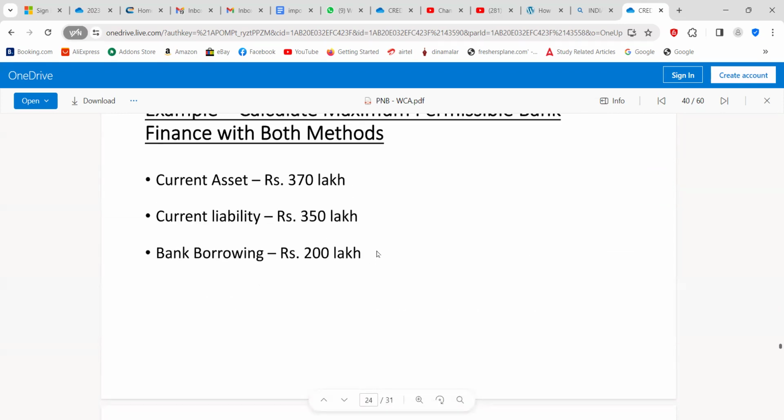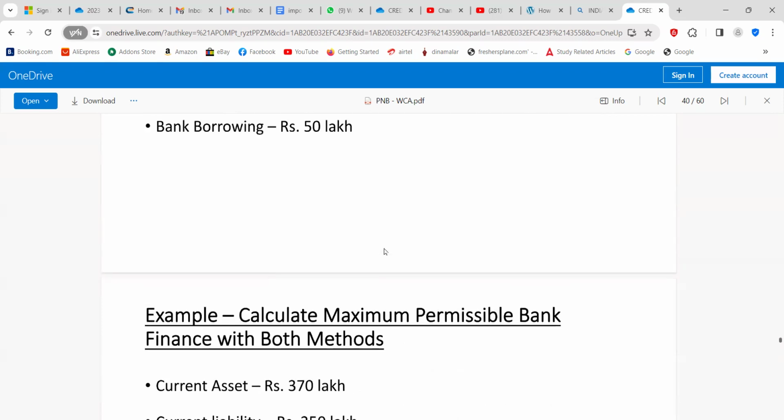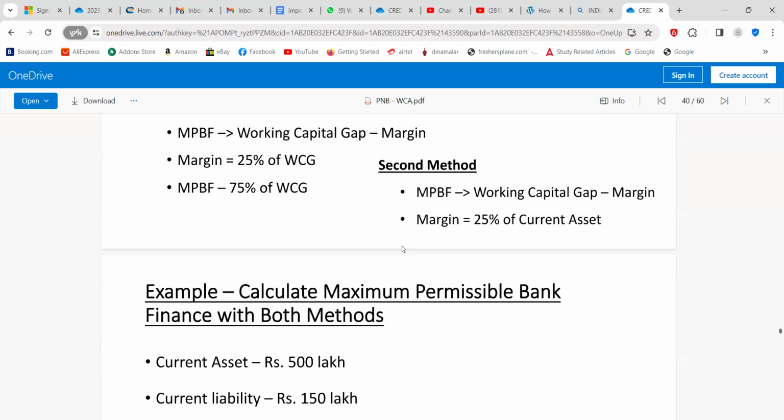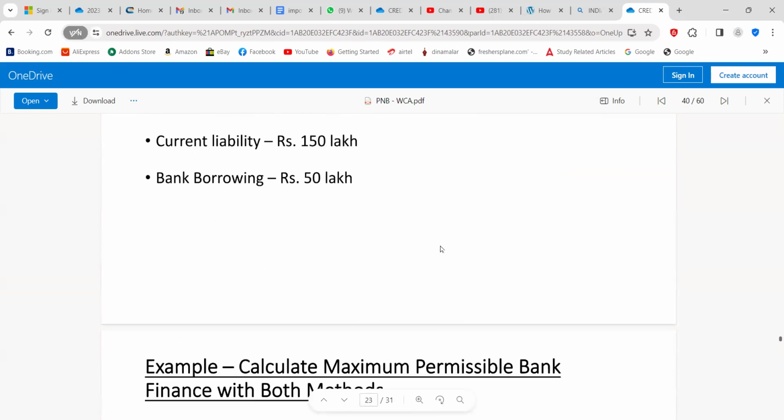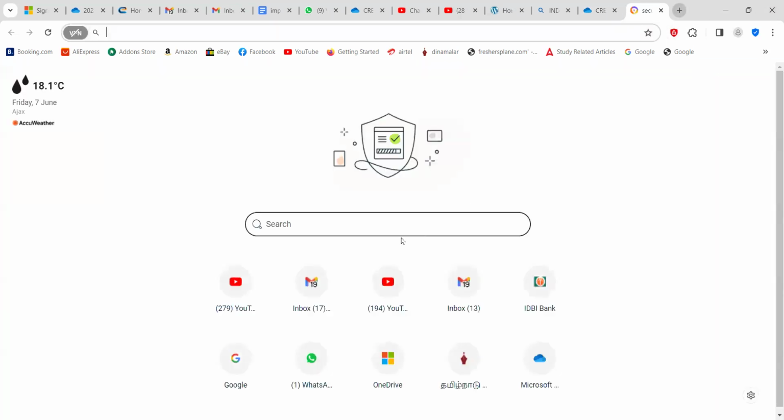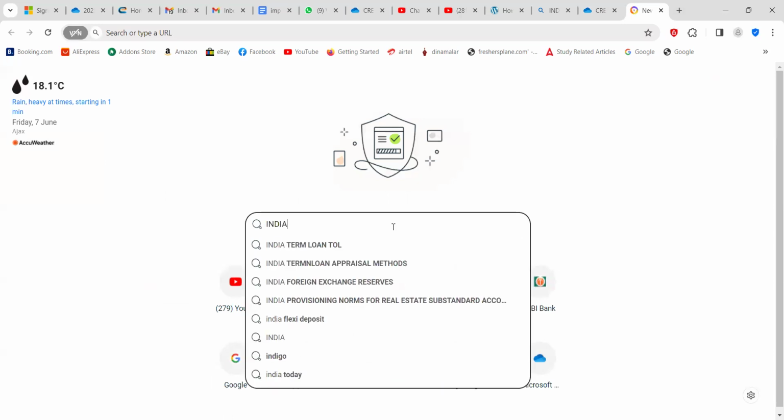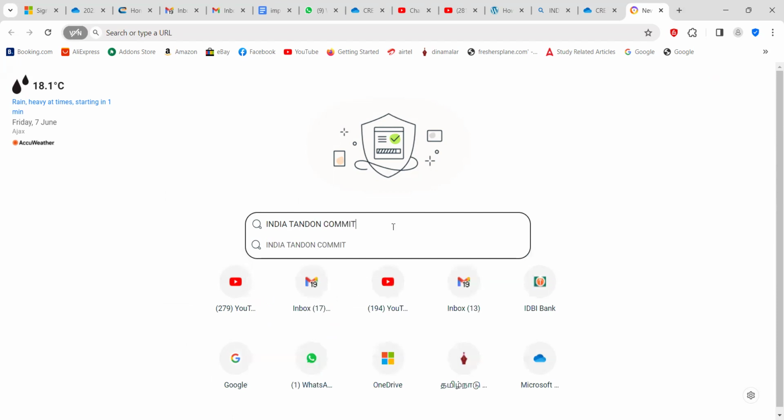Yes, please. Sir, I think there are 3 methods of the Tandon committee. I think one is not appearing here. They are not given here. There are 3. The third method of the Tandon committee is, sir, the core current assets one. We have discussed it one day. Acha. Tandon committee, third method.